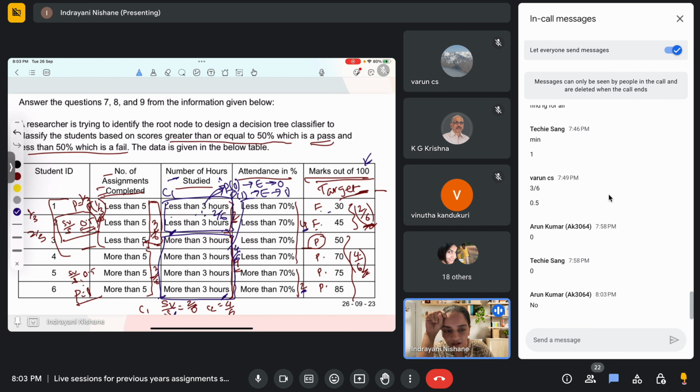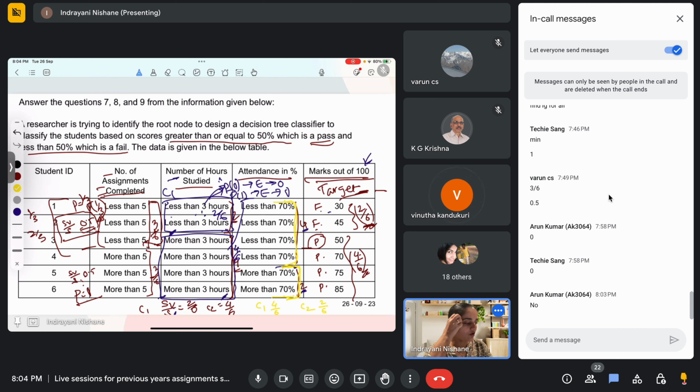I have gotten just one answer. Okay, let me tell you. These are two classes. Class 1 is where attendance was less than 70%, and class 2 is attendance more than 70%. We'll call them C1 and C2. So SV by S for C1 is 4 by 6, everyone agrees, and for C2 it is 2 by 6.